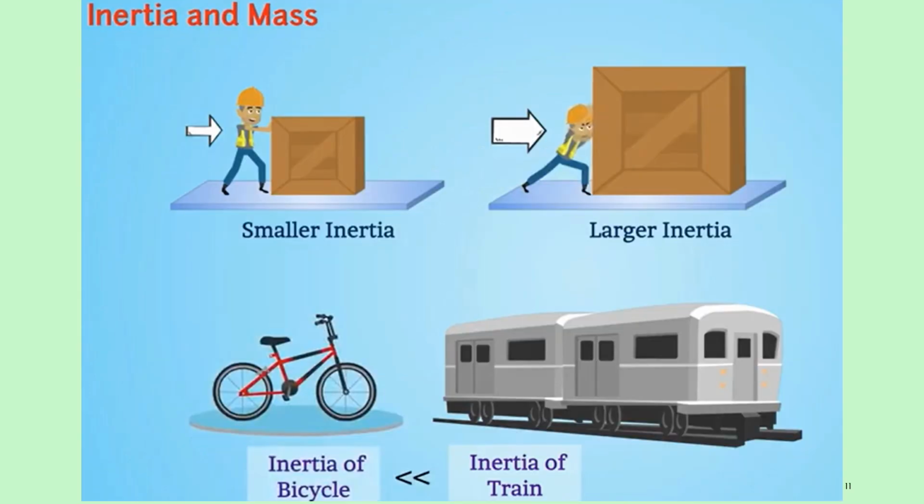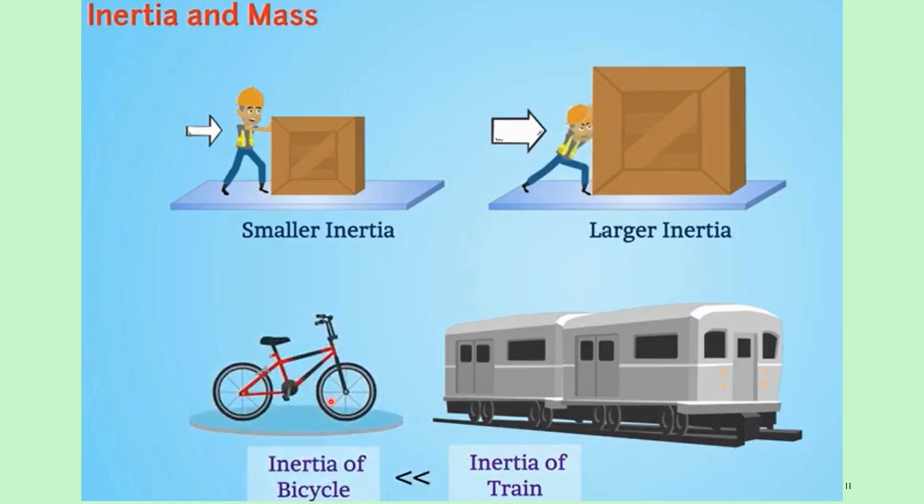Let us discuss the relationship between inertia and mass. Inertia and mass are directly proportional to each other. As the mass increases, inertia also increases. Consider this box. The mass of this box is less, therefore it has smaller inertia. Compared to this one, this box is much bigger, therefore it will possess larger inertia.